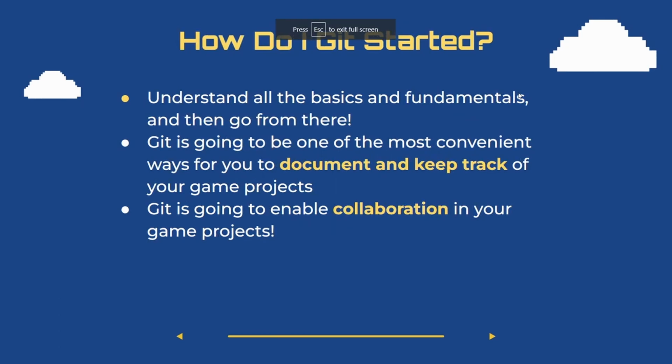So how do you get started? First, you need to understand the basics and fundamentals of some of the basic Git commands like pushing and pulling, which we'll dive more into throughout the workshop. Git is going to be one of the most convenient ways for you to document and keep track of your game projects and your development. Let's say something goes wrong and you add a change that breaks your game. With Git, you're able to go back to the version of the game that still works before you made those changes that broke it, which is very powerful. And again, it allows you to collaborate, because if your project is on the cloud, you can always download the latest version of your project.